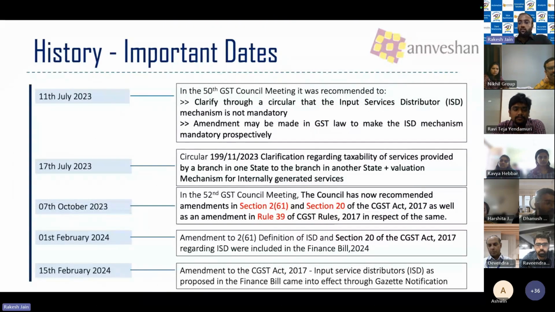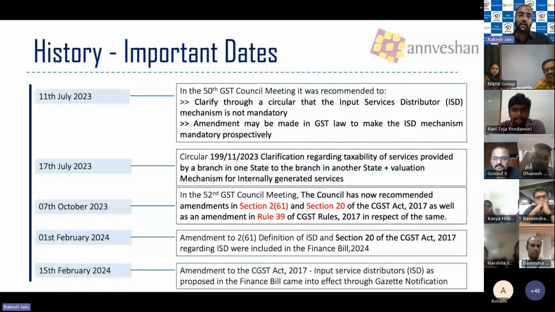Now, one more. This is very important. Let us see what the important timelines are and what events have taken place in the last 1 year and why this ISD becomes more important today. This background will help you understand more. It gives you a lot of clarity.